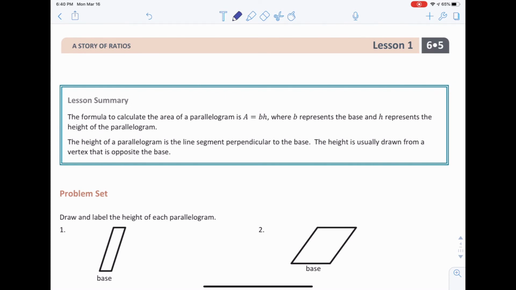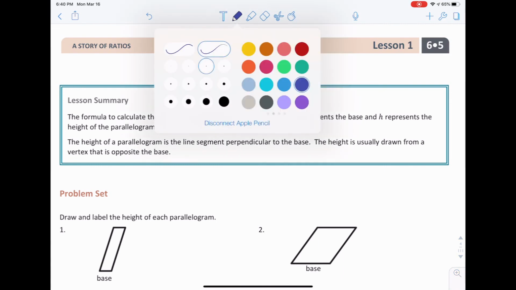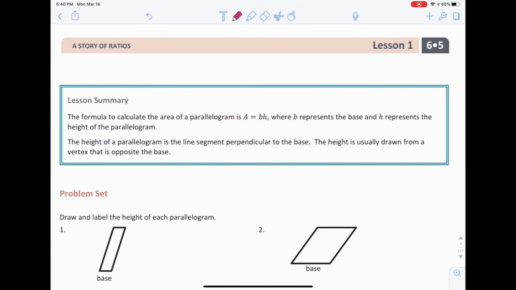All right, let's read this lesson summary. The formula to calculate the area of a parallelogram is A equals BH, where B represents the base and H represents the height of the parallelogram. Remember, the height of a parallelogram is the line segment perpendicular to the base. If this is the base, perpendicular forms that nice perfect T shape with the 90-degree angle.